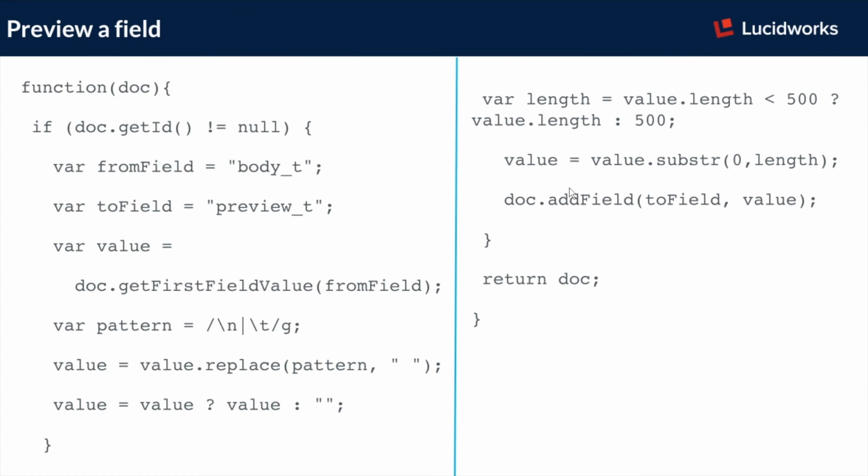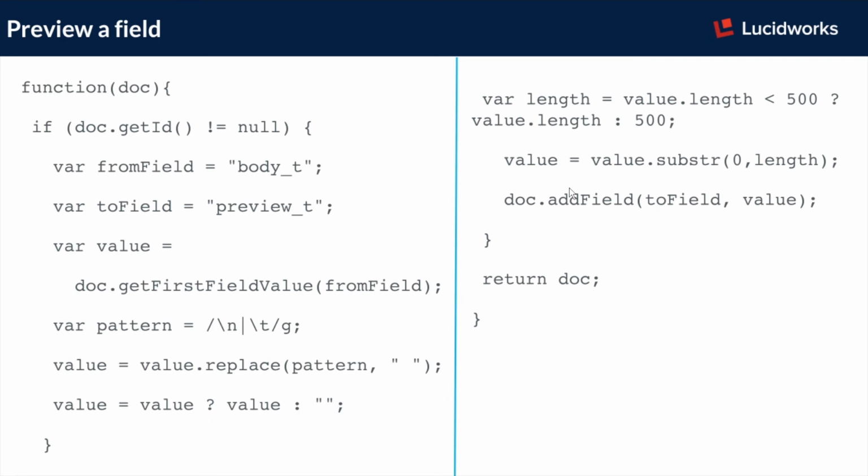In case you missed my webinar about cat pictures, above you see that I've taken the body_t field that is parsed from a Wikipedia page. Then I create a field called preview_t. I grab the value of body_t, the body field, operate on it with a regular expression, which ditches the new lines and tabs. Next, I trim the field to 500 characters and store it in the preview_t field.